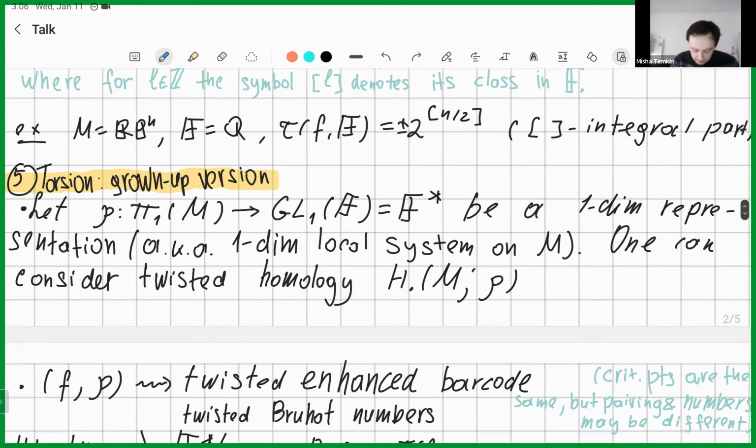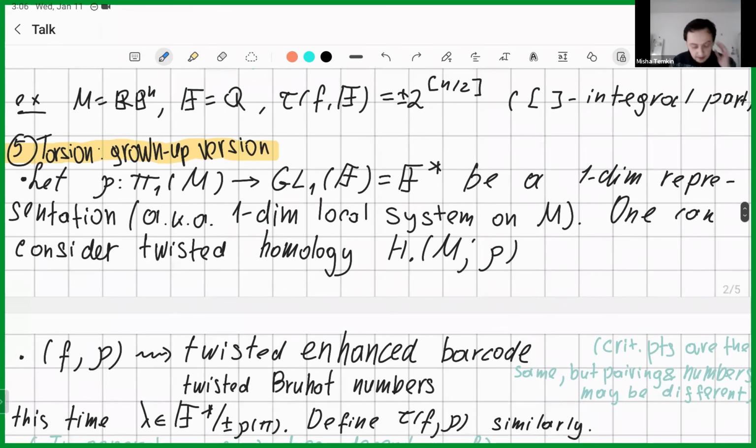So this is just the barcode, but the critical points are those of F. The critical points are the same, but the pairing and the Brouwer numbers may be different. So you can not only vary the field, you can also replace the field by a representation of the pi 1, and you can vary this representation, and for different representations you get different pairings and numbers. So this enriches the above construction.